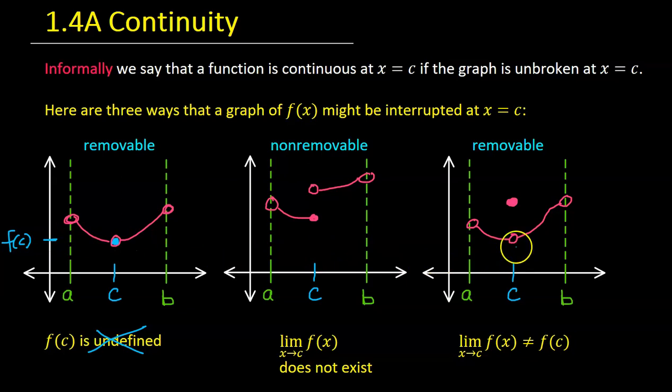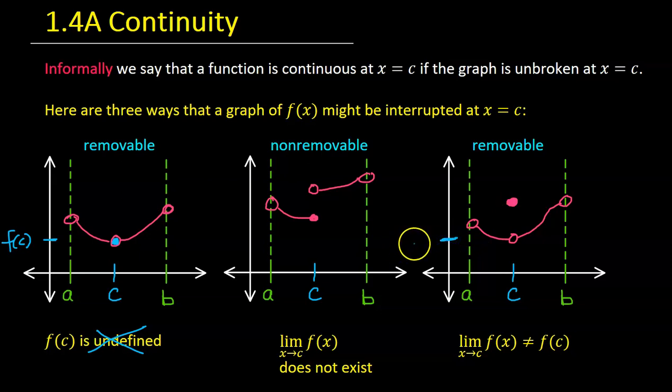Let's skip over to this other one. This one is removable because right now, when we start out, the value of f at c is defined to be way up here. That's just the wrong place. That leaves a break in the graph. So all we have to do is redefine f at c to be down here.